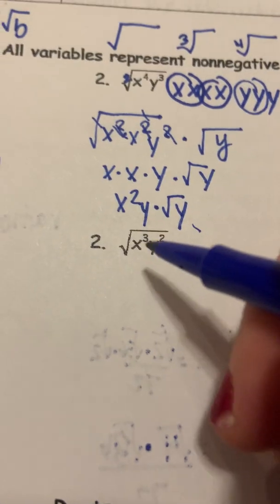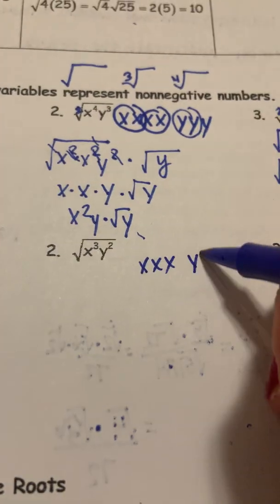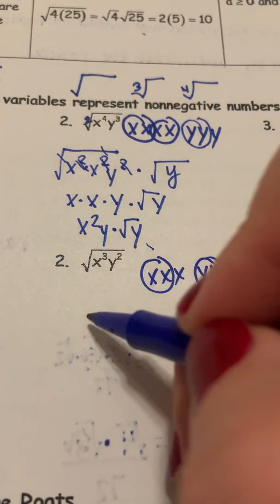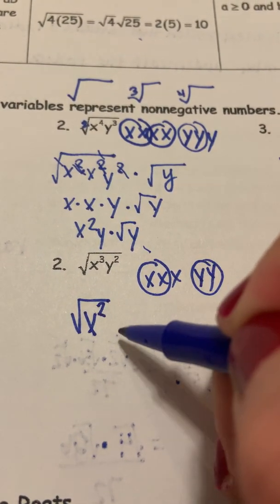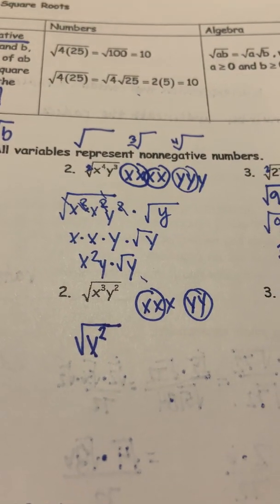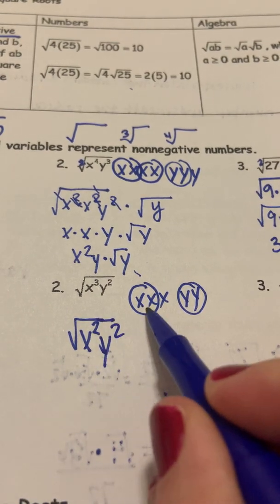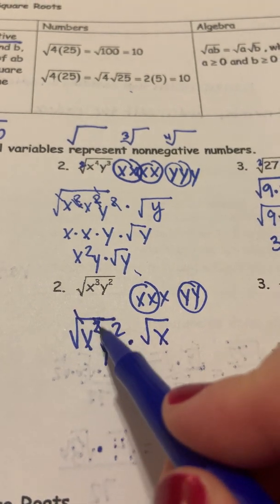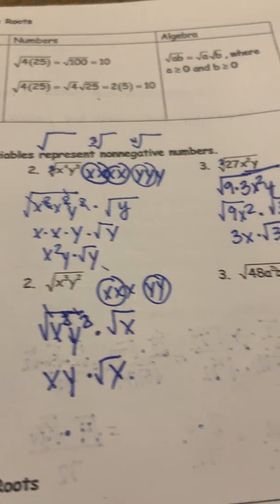Over here, since this is a square root and I have 3 x's, x, x, x, and 2 y's, I can bring out 2 x's. So you're making groups of 2. In my perfect square factor, it's going to be x squared and then y squared. But I still have this 1 x left over, so that's going to be multiplied by something else. The root and the square cancel, so it's just going to be x, y times root x.